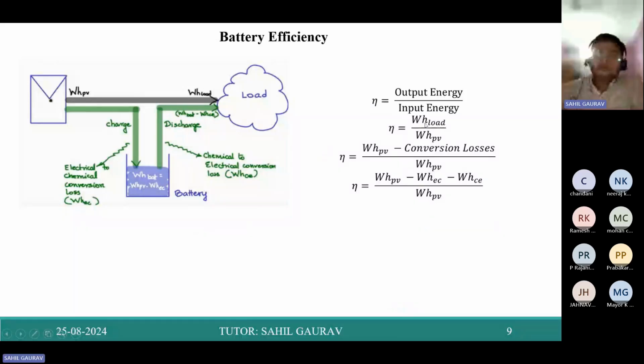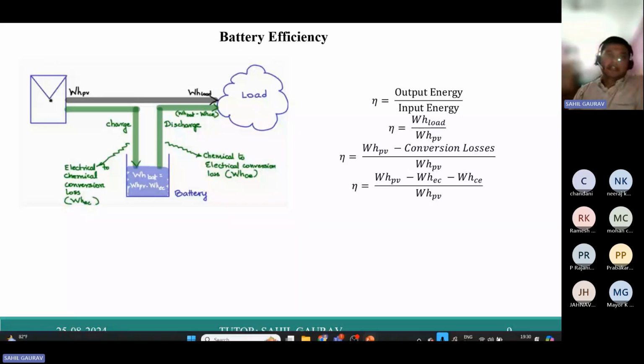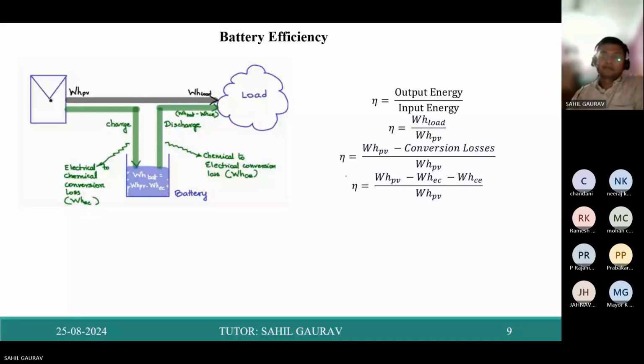So there are two conversions taking place while converting from electrical to chemical energy, and this chemical energy to electrical energy. So during charging, we can see that there is conversion from electrical to chemical. So there is loss, electrical to chemical conversion loss, and during discharge, there is loss of chemical to electric conversion loss. So therefore, efficiency can be written as watt hour PV minus conversion losses upon watt hour PV. And if you incorporate this conversion losses, then you can write conversion losses equal to this watt hour EC and this watt hour CE. Therefore, this will be the final expression for the battery efficiency.